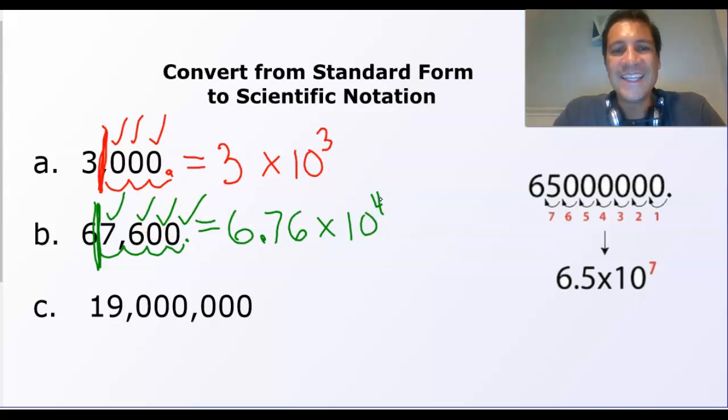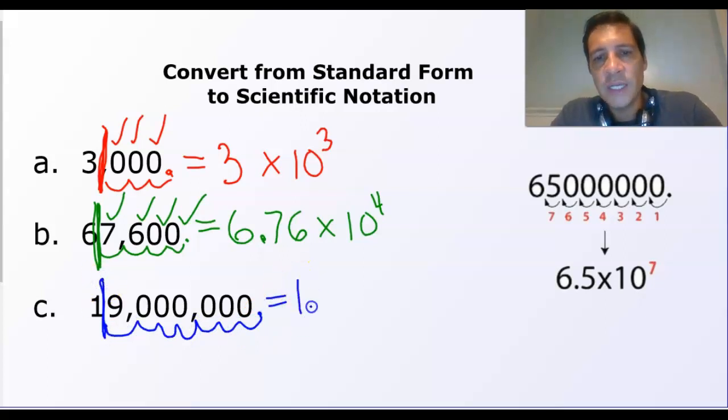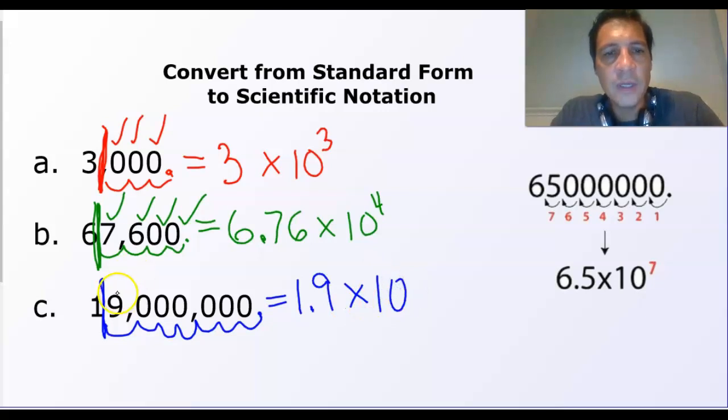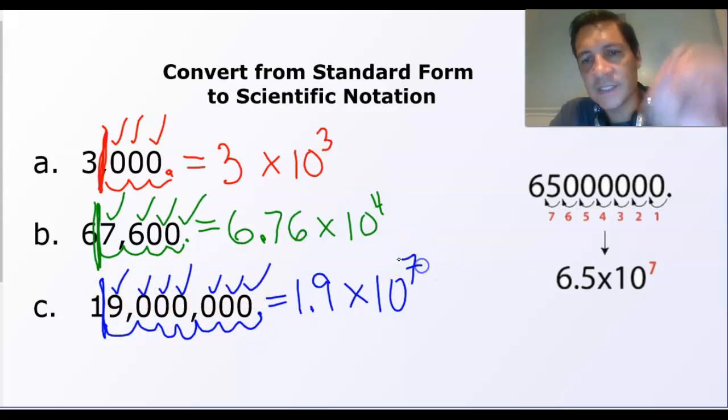And then finally, 19 million. Well, the decimal is here. I've got to move this decimal all the way over between the 1 and the 9 to make the first factor between 1 and 10, 1.9. And this is going to be multiplied by 10 to some power. What's the exponent? 1, 2, 3, 4, 5, 6, 7, 10 to the 7th power.